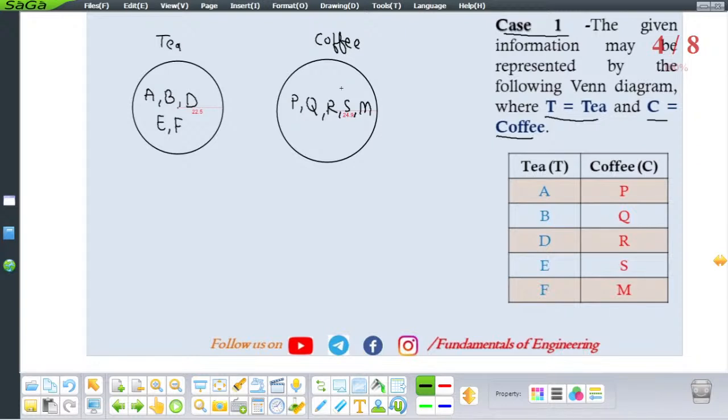Two objects we have selected, tea and coffee, and we asked 10 random people. From that we got 5 people who like to drink only tea and 5 people who like to drink only coffee, right? So this is case 1, one type of Venn diagram we can draw.